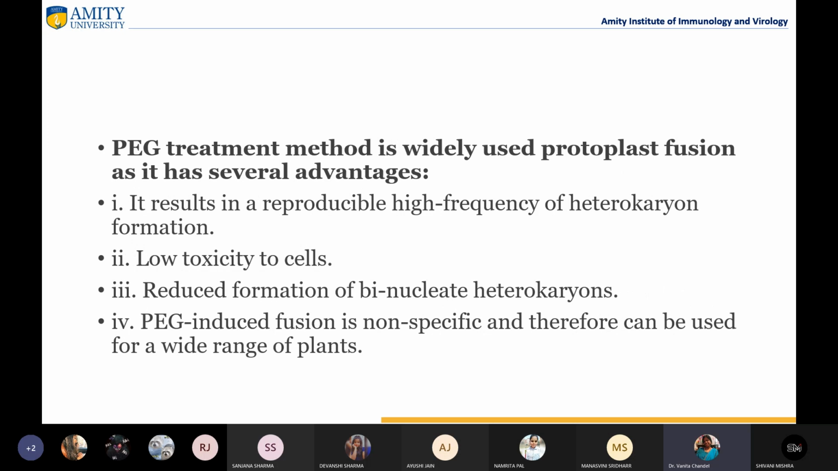So this PEG treatment method is widely used for protoplast fusion because it has a number of advantages. It results in reproducible high frequency of heterokaryon formation. It is less toxic to the cells. There is a reduced formation of binucleate heterokaryon. The PEG-induced fusion is non-specific and therefore can be used for a wide range of plants. So it is not only for a few plants. It can be used for a number of plants because it is a non-specific method. Right? It is not only used for a few plants only, right?